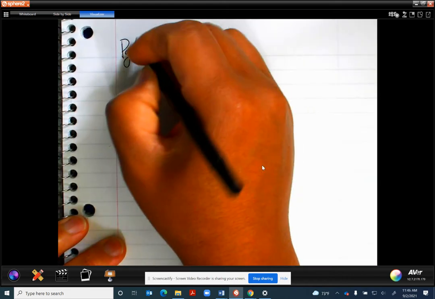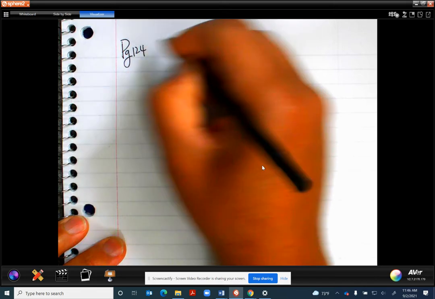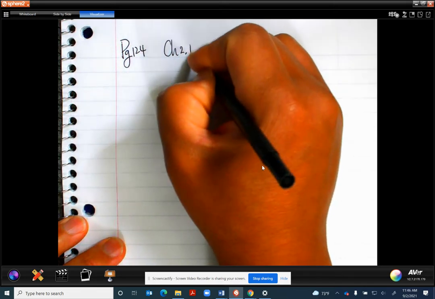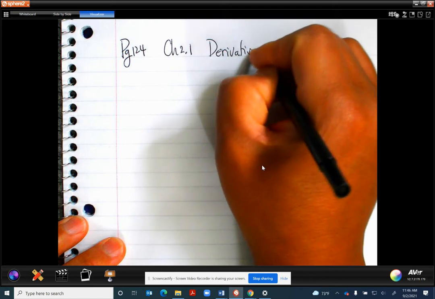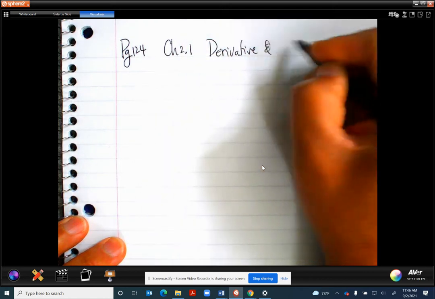All right, this is on page 124. This is chapter 2.1. This is called the derivative and tangent line slope.